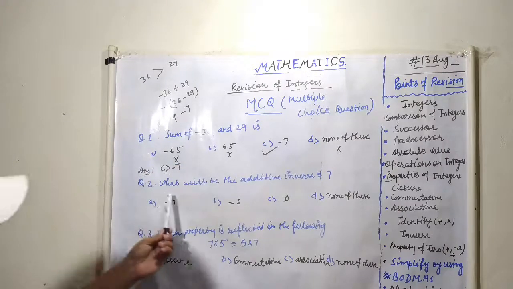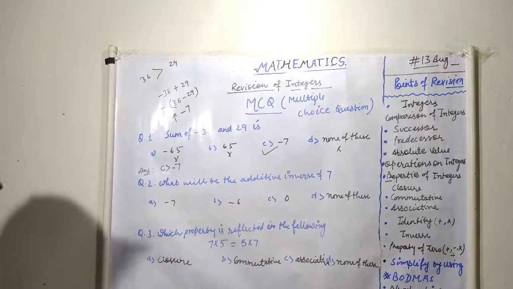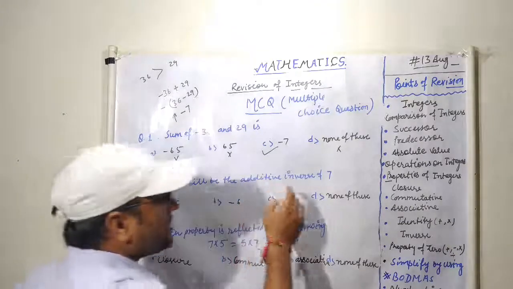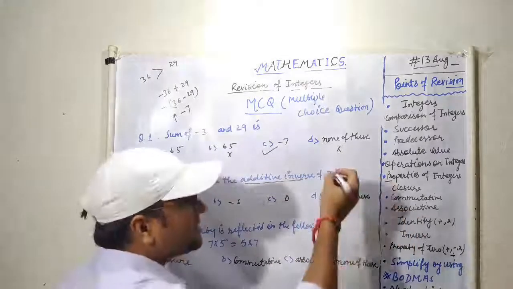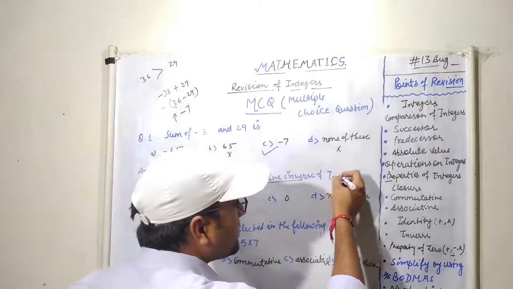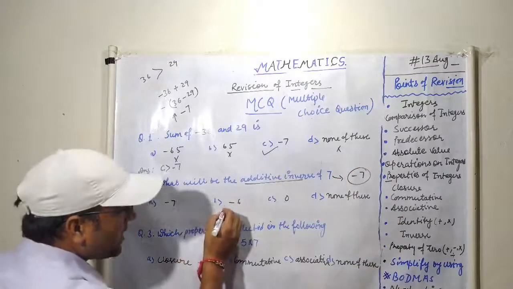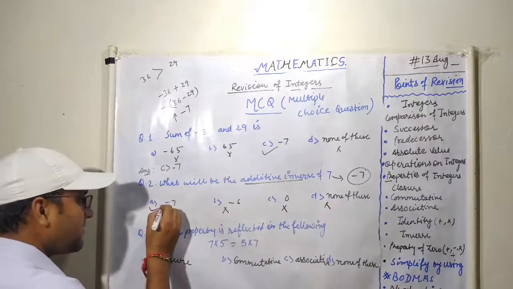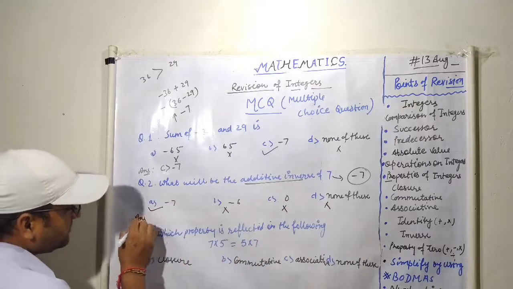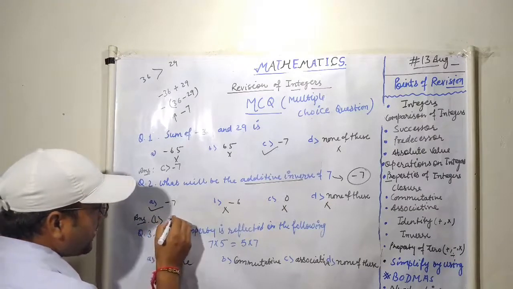Next one: what will be the additive inverse of 7? Additive inverse means opposite in sign, same value but with opposite sign. What is the additive inverse of 7? That is minus 7. So where is that option? Option B is minus 6, wrong. C is 0, wrong. D is none of these, and option A is minus 7. So your answer is option A, and the answer is minus 7.